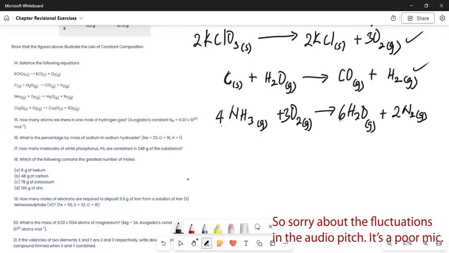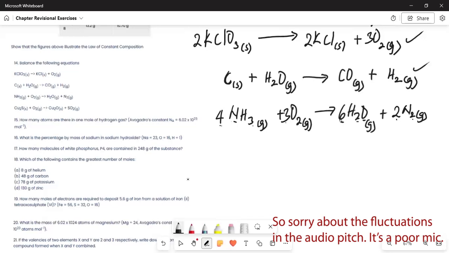Now again, let's do atom count. 4 nitrogen, 2 times 2, also 4. Then this 4 multiplied by this 3, that is 12 hydrogen. 6 times 2, that is 12 hydrogen also. Then oxygen, this affects this oxygen here, which means there are 6 oxygen on the product side. On the reactant side, 3 times 2, 6. So the equation is balanced.